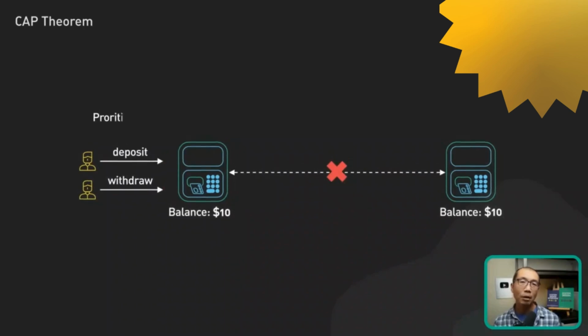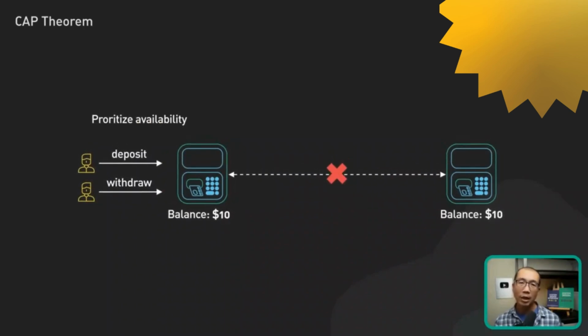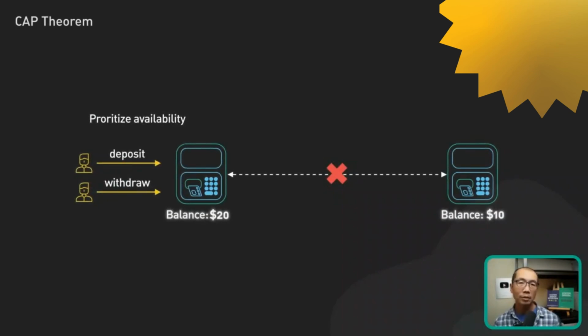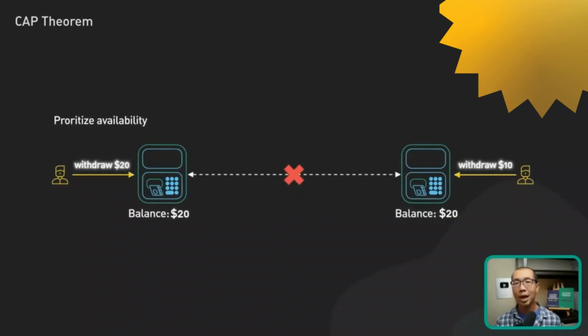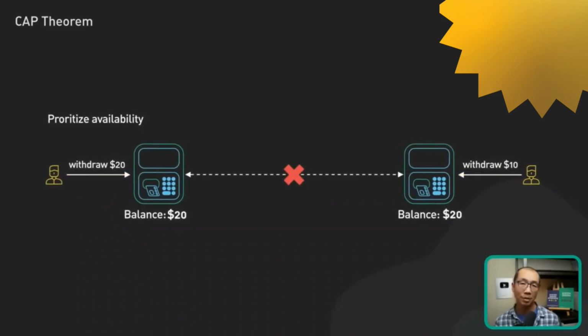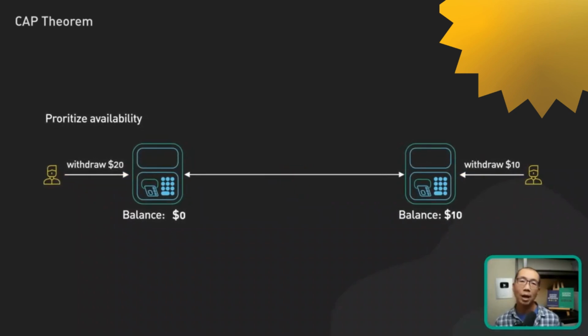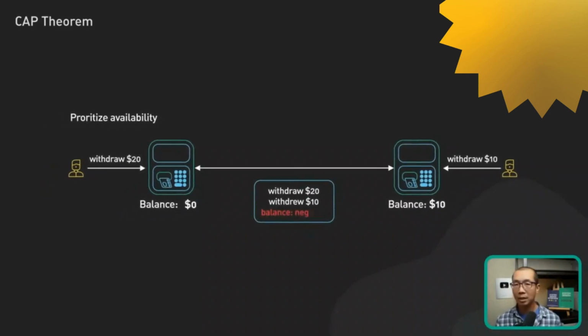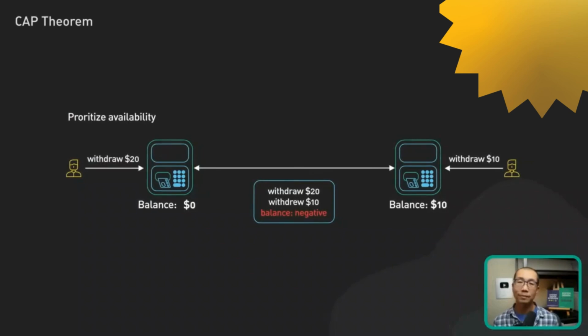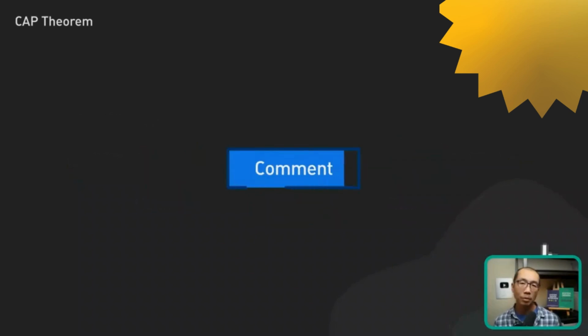If the bank prioritizes availability, the ATM may allow deposits and withdrawals to occur, but the balance may become inconsistent until the partition is resolved. When there is a network partition, the customer could withdraw the entire balance from both ATMs. When the network comes back online, the inconsistency is resolved and now the balance is negative. That is not good.